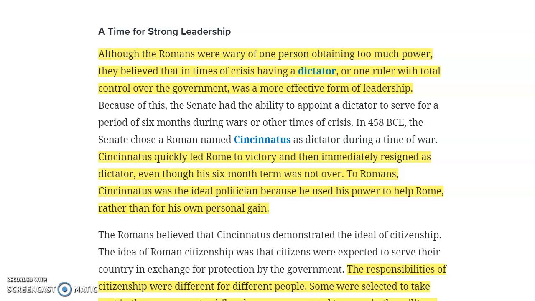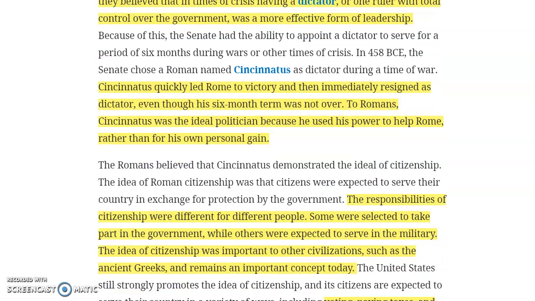So they did believe that there were some times where they just wanted one person in charge. One of those times, they elected Cincinnatus, and he led Rome to victory, and then immediately resigned as dictator, even though his 6 month term was not over. So he was an ideal politician, an ideal person in charge, because he used his power to help Rome, not for his own personal gain. So he didn't let the power get to his head.